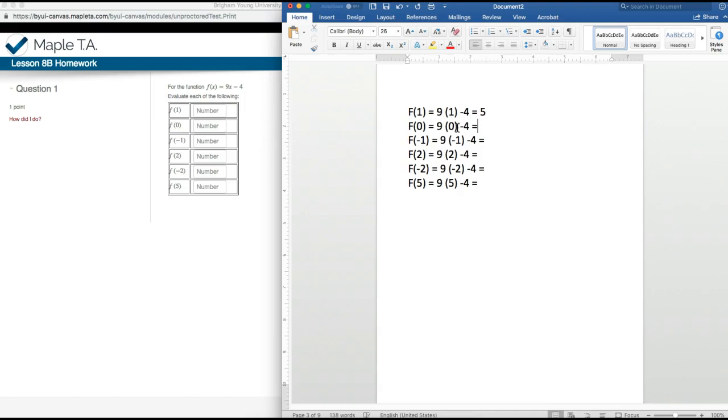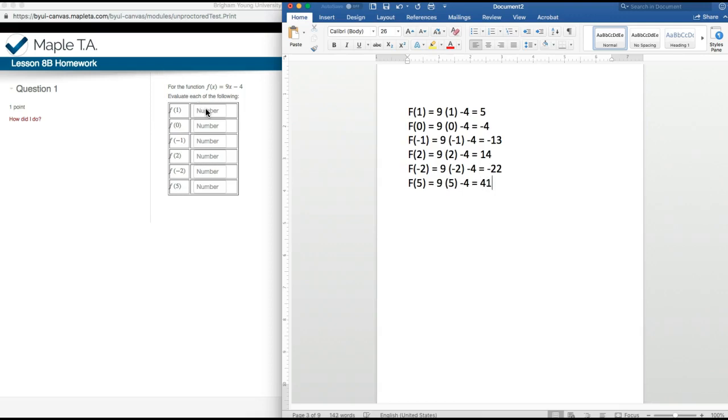Over here, 9 times 0 is 0, minus 4 is -4. Make sure that you're also doing the order of operations on some of these that might get a little larger. 9 times -1 is -9, minus 4 gives me -13. 9 times 2 is 18, minus 4 is 14. 9 times -2 is -18, minus 4 is -22. And 9 times 5 is 45, minus 4 gives me 41.